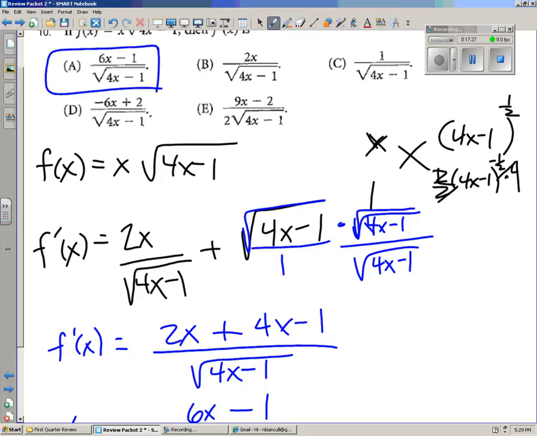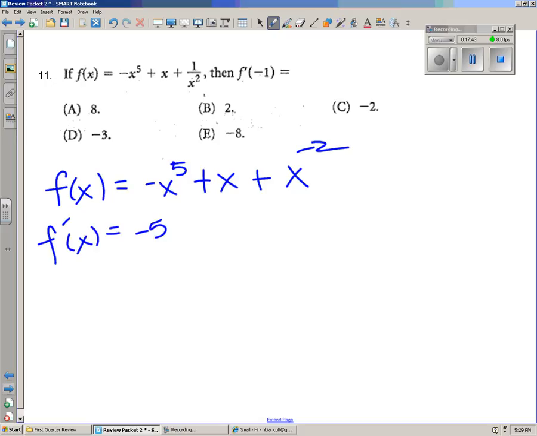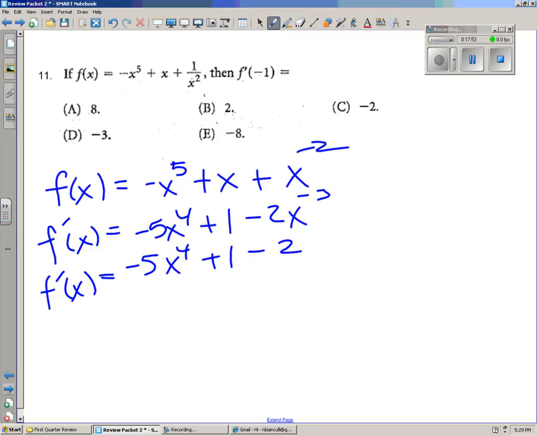It's a good problem. Number 11, if f of x is that function, find f prime of -1. This is a standard power rule question. Can't get it wrong. You must rewrite 1 over x squared as x to the -2 before we take its derivative. F prime of x is -5x to the 4th plus 1 minus 2x to the -3rd. This is not good for evaluating the function, so I'm going to rewrite this: -5x to the 4th plus 1 minus 2 over x to the 3rd. And now we want to find what f prime of -1 is. Please be careful when you plug in. Always use parentheses and don't write the wrong power like I just did.